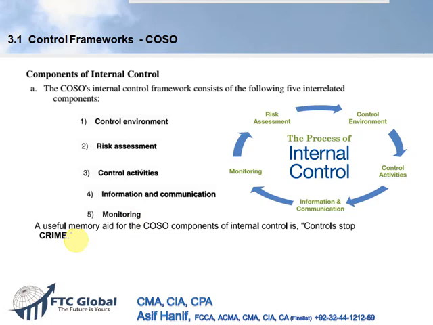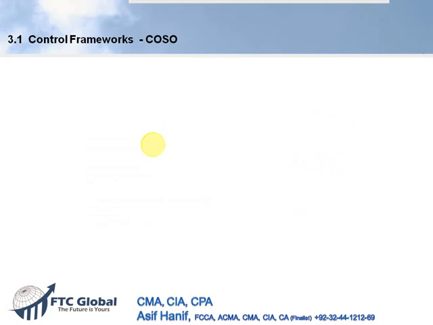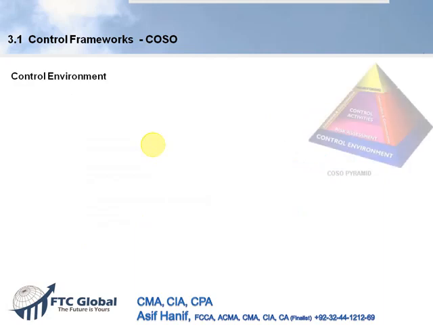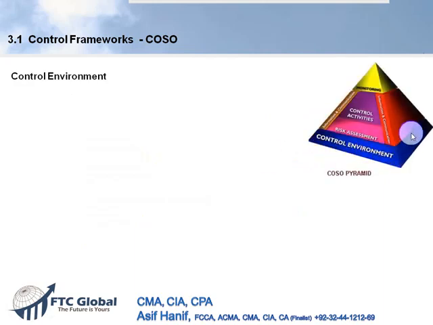So let us first study the control environment. Control environment is the first element of the interrelated components of the COSO model. This is basically a framework. Just look at this. Control environment is the base, the foundation on which the whole structure of COSO will be built. Remember the 5 components. Control environment is the base. Then risk assessment, control activities, information and communication, and monitoring. This is a very useful symbol. Control environment is the bottom line.